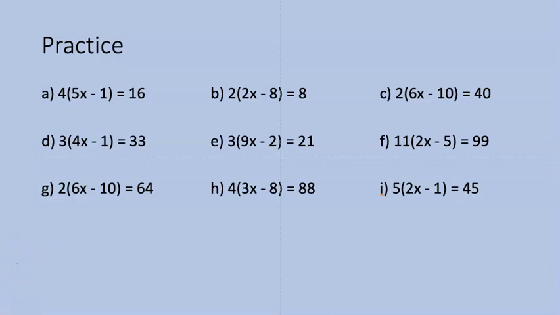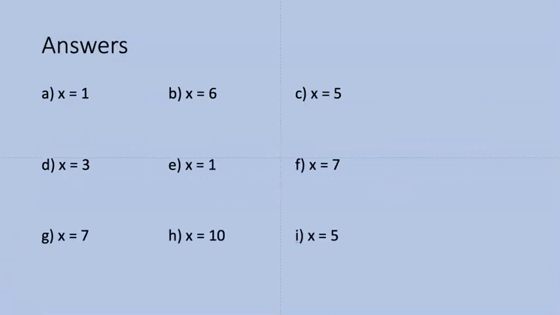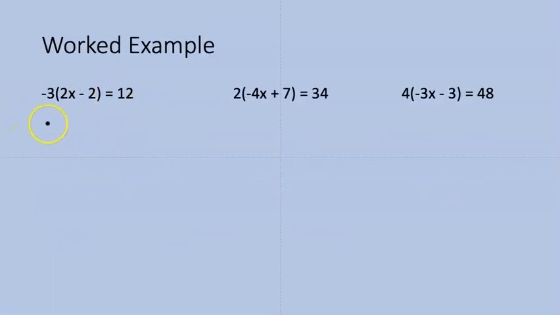Okay, so the answers are down below here. Now, this time we are dealing with negatives. And dealing with negatives, we still do the same process. We do minus 3 times 2x, and then minus 3 times minus 2. Minus 3 times 2x is minus 6x first. Minus 3 times minus 2 is plus 6. That still equals 12.